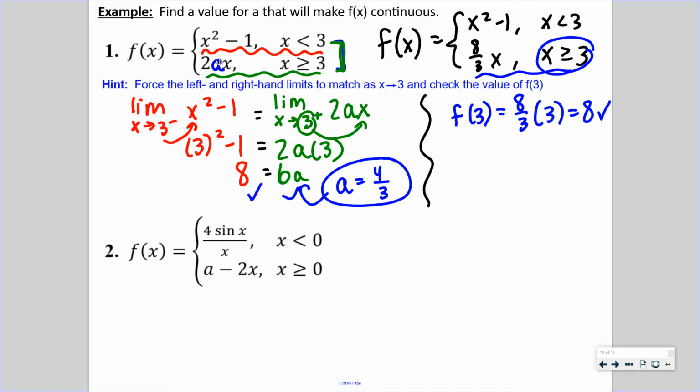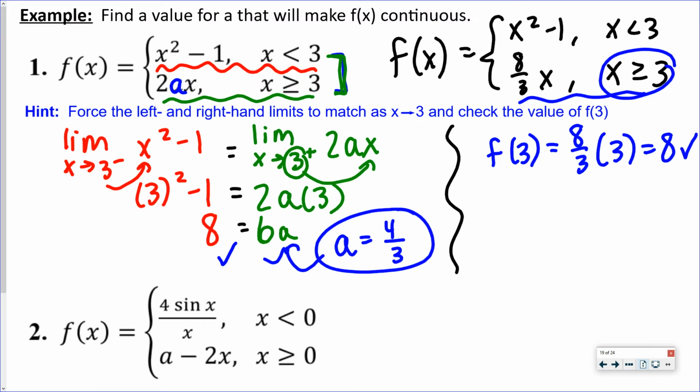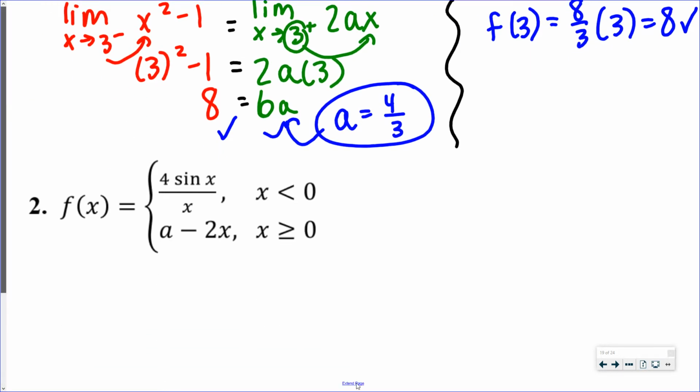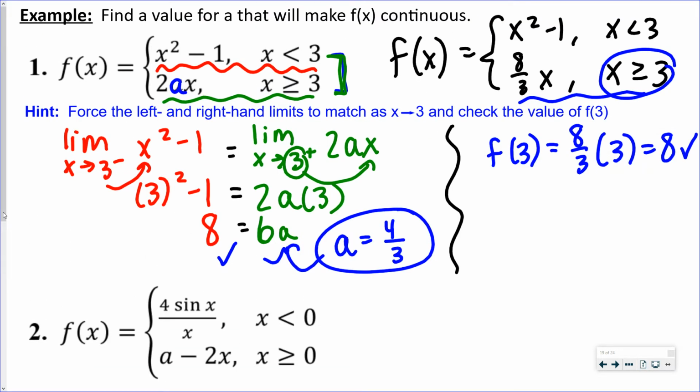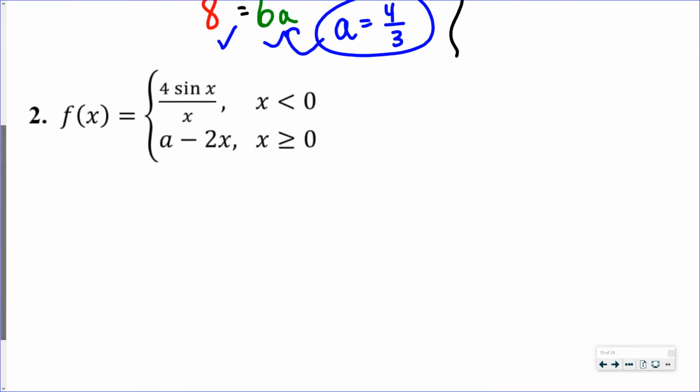I always like to double check the value of whatever x value we're trying to make the graph meet, just to make sure I got the right number and did my math correctly. Okay, let's do maybe one more of those. So this time, it looks like my possible discontinuity would be at 0.